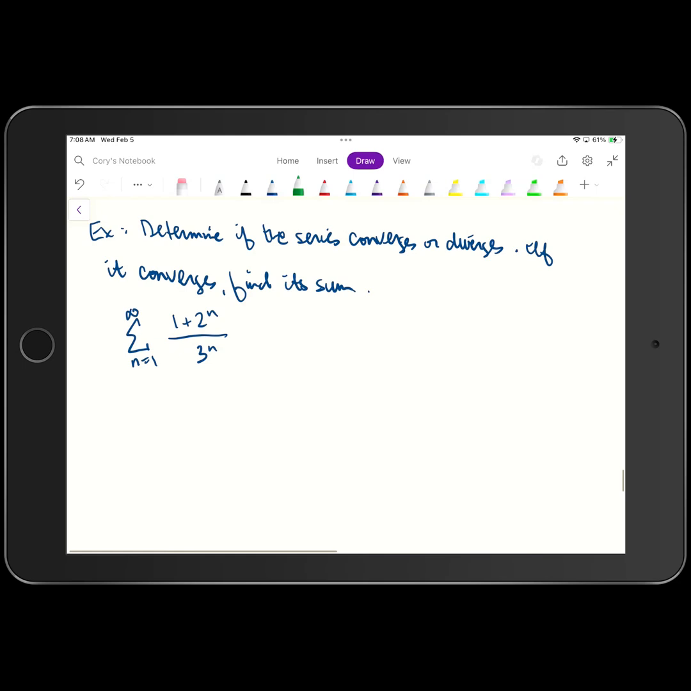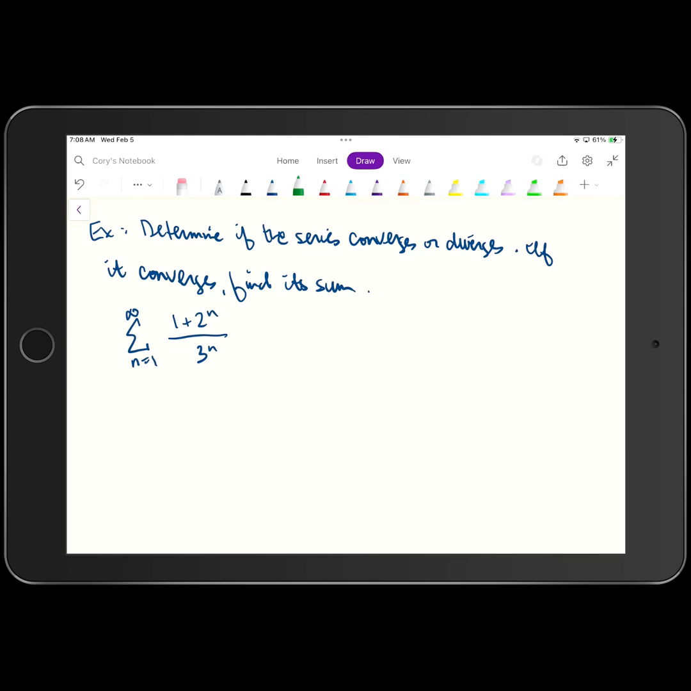Okay, on to our last two examples. The directions here say to determine if the series converges or diverges. Then if it converges, we're asked to find its sum. We have the sum from 1 to infinity of 1 plus 2 raised to the n power over 3 raised to the n power.